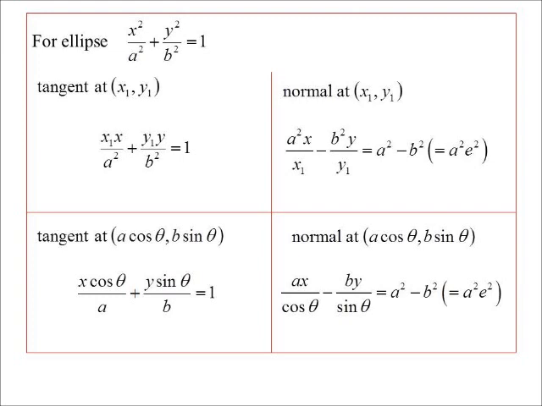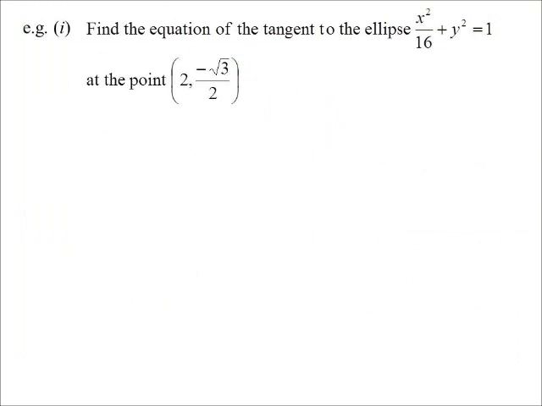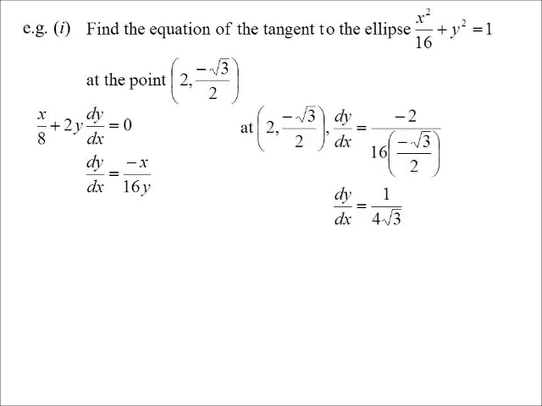And so remembering that it takes on the form of the ellipse itself can be a useful thing. Because we go, oh, well, yep, that would be the equation for this one. So if I had to find the equation of the tangent at this particular point, 2, minus root 3 on 2, and let's pretend I can't remember the formula, we'll do it from scratch. So I'll differentiate, and we get minus x on 16y. And so at the point 2, minus root 3 on 2, substitute in. My derivative is 1 on 4 root 3.